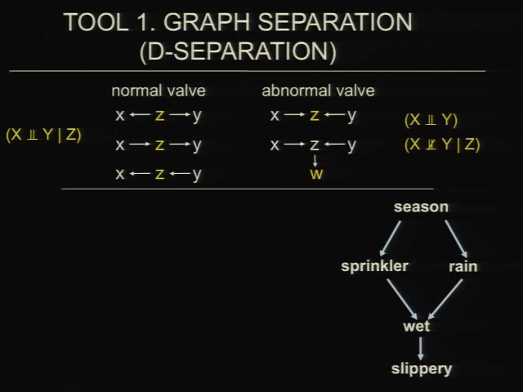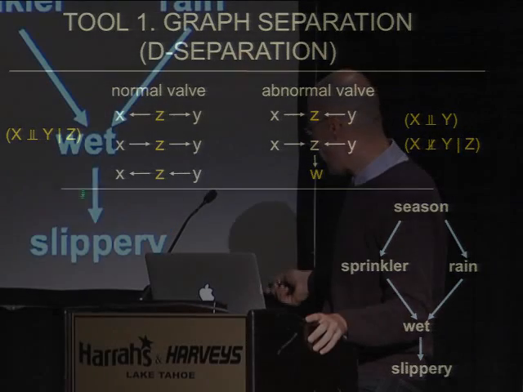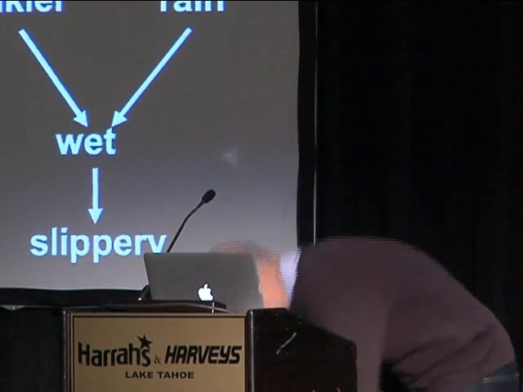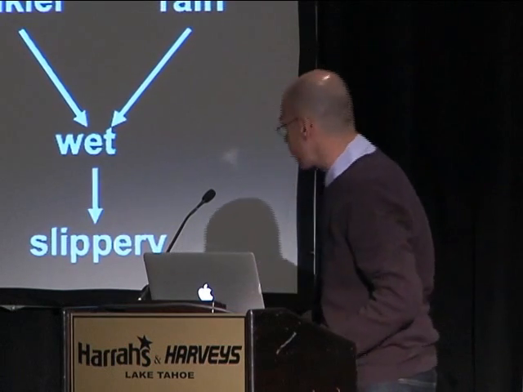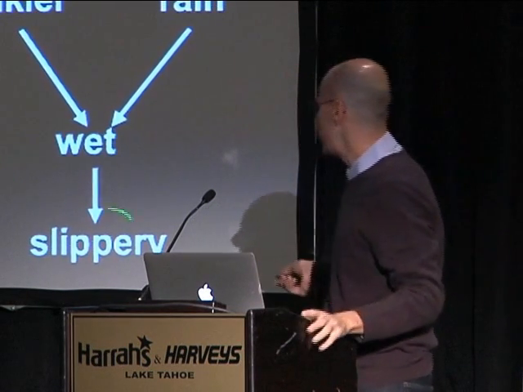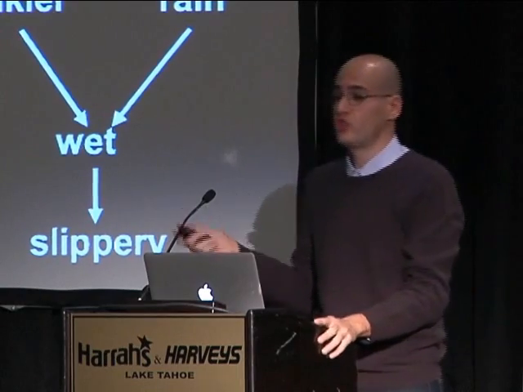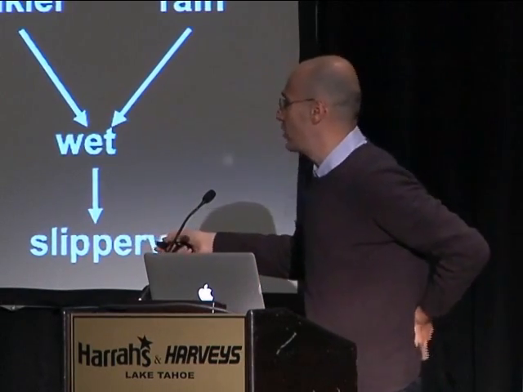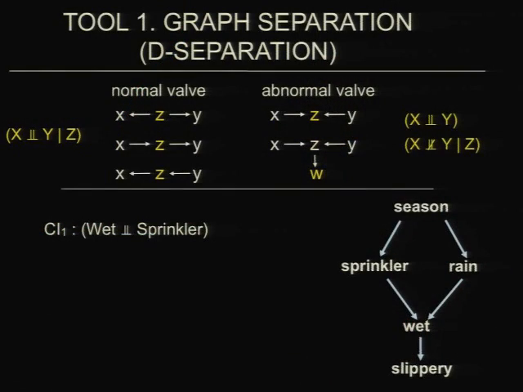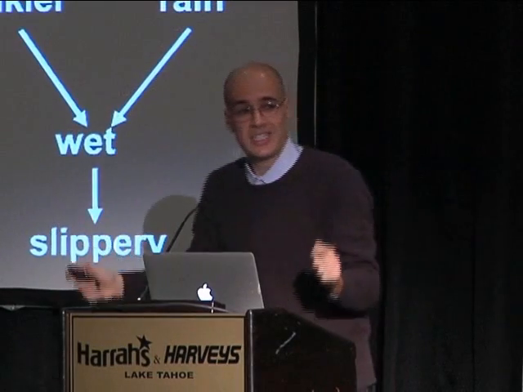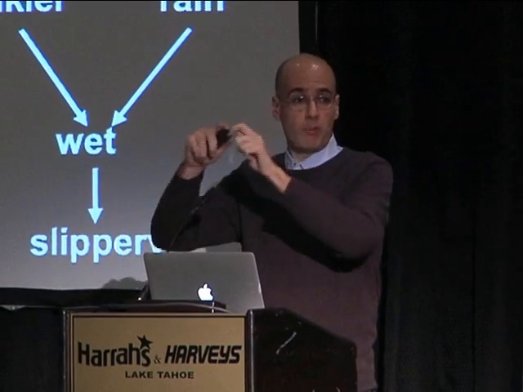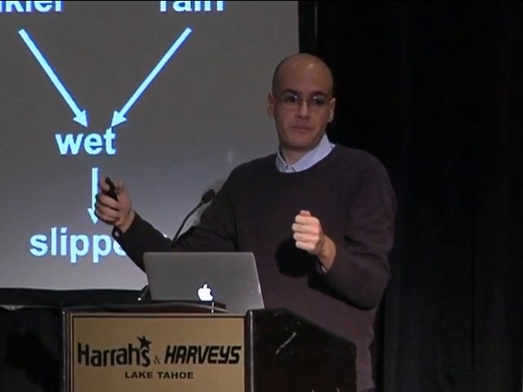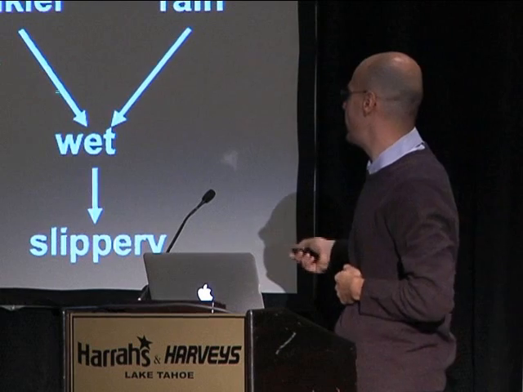You have the classical graph with season, sprinkler, rain, wet, and slippery. And then you try to judge statements such as: is conditional independence true? Is wet independent of sprinkler? The criterion, sorry, I didn't say it, is that between two variables they are independent if all paths between them are blocked. And in this case, wet is not independent of sprinkler.